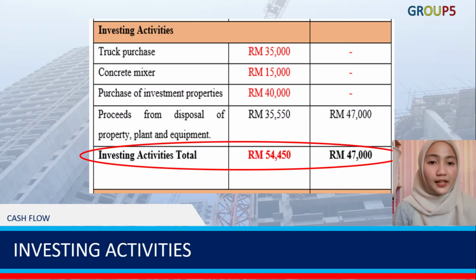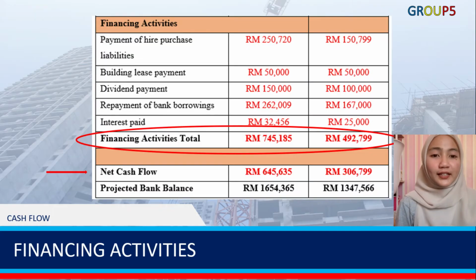Next is investing activities. Total investing activities for January until June is going negative because more money is spent than received. While July until December remains positive because there is money flowing into the account, which is 47,000. Last one is financing activities. The total for financing activities from January until December remains negative and the net cash flow is also negative. It is because too much money is spent on these activities.